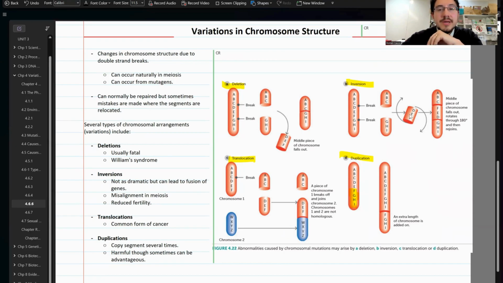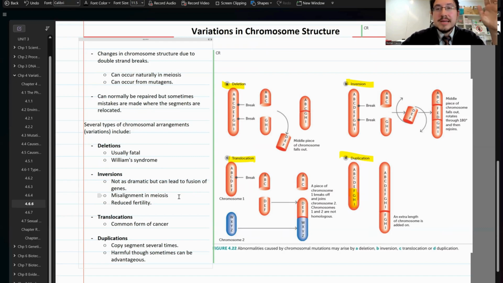Rotates 180 degrees and re-enters back. This is referred to as an inversion. Not as dramatic, it could lead to fusion of genes, depending on what genes you're actually being subjected to in this situation. You will, of course, have a misalignment in meiosis.